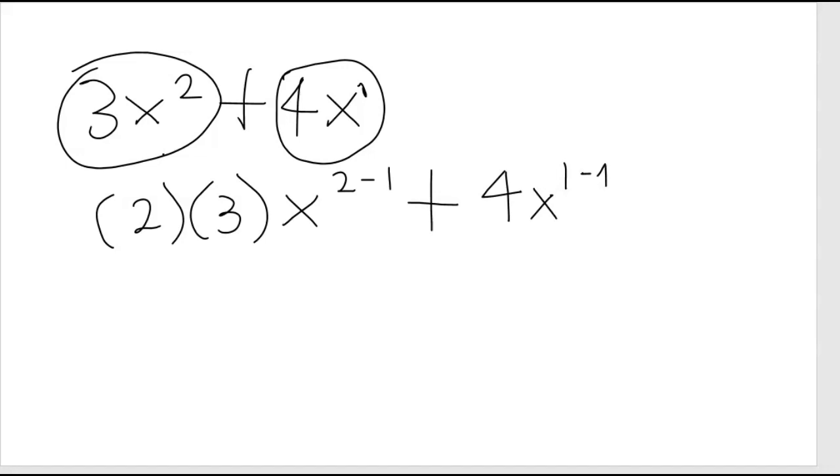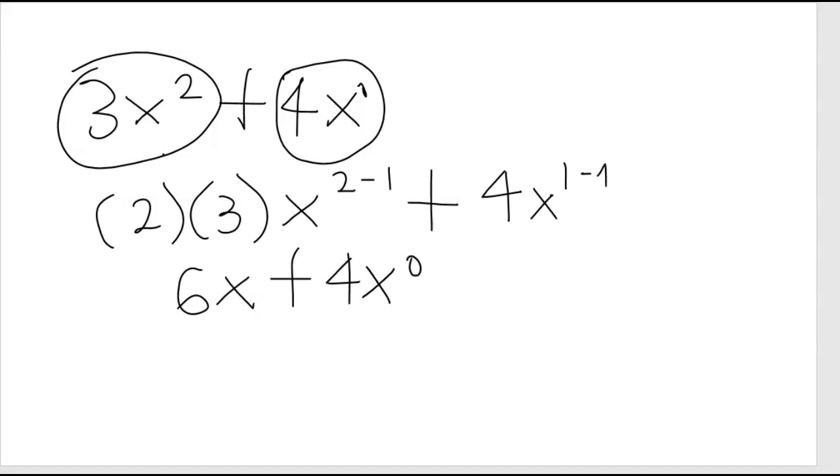Okay? Now, let's simplify this further. So we have 6x. Now, 2 minus 1 is 1. When you have a power raised to the number 1, it's omitted. Bring in your addition sign. And here you have 4. Now, x raised to the power 1 minus 1 is x to the power 0.